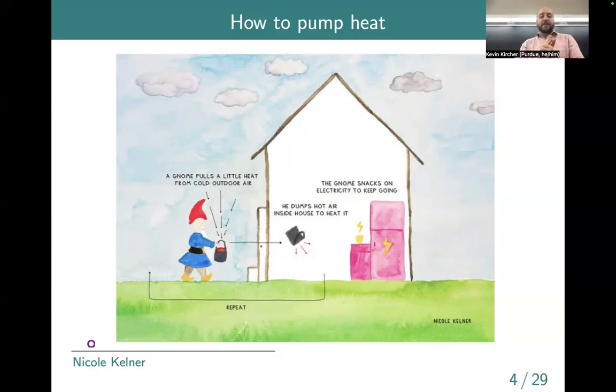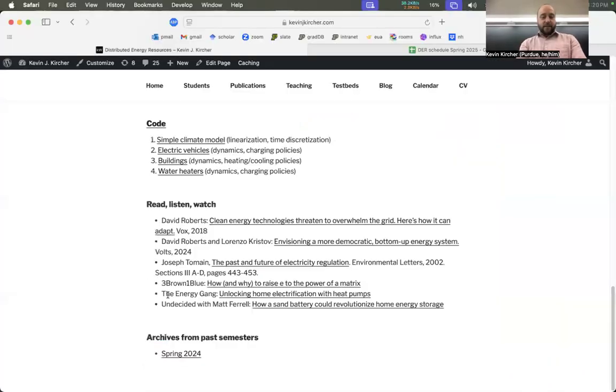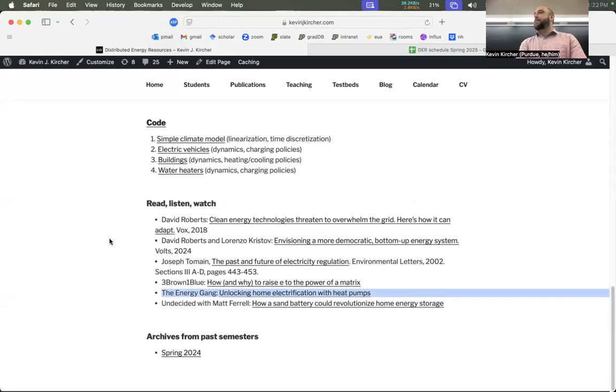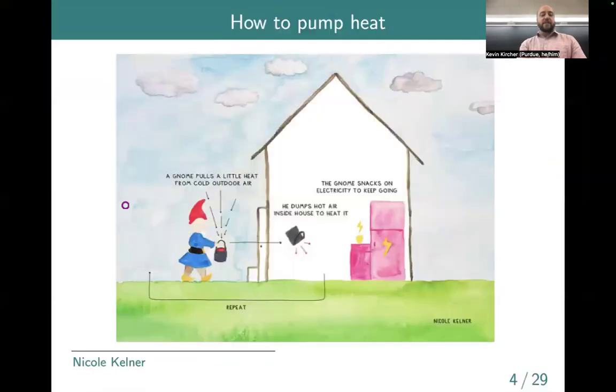And she actually drew this based on a tweet that I did, like the first ever viral tweet that I did a long time ago. But this actually was used in a podcast, and I put the link to the podcast on the list of outside sources. So this is about a 45 or 50-minute podcast, I think. And it talks about heat pumps more generally, but they talk about the gnome analogy here.